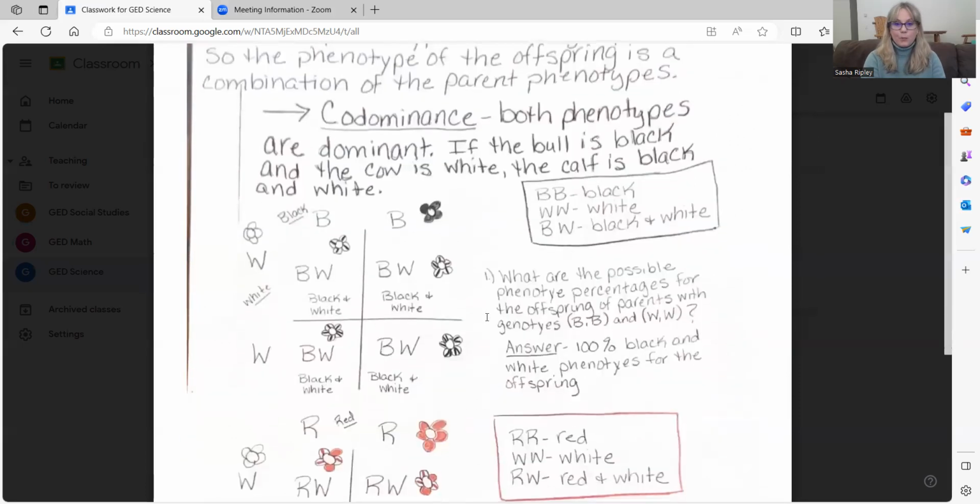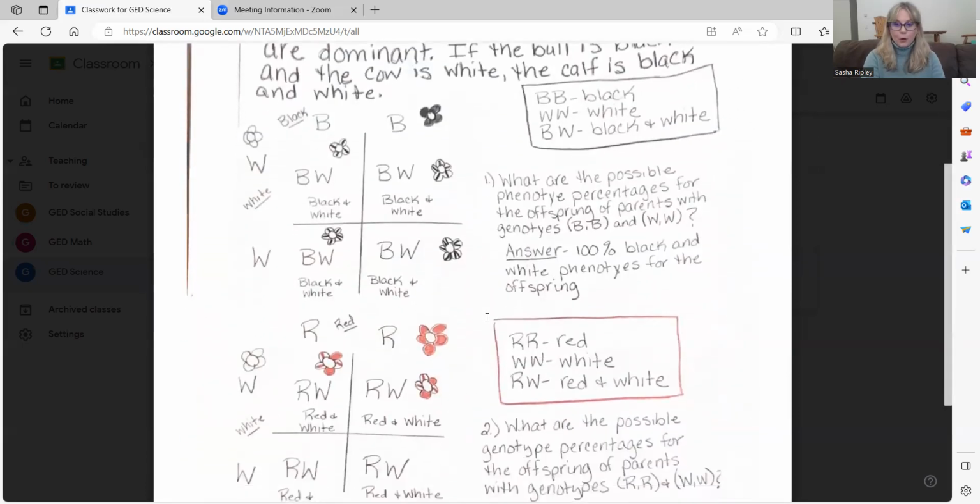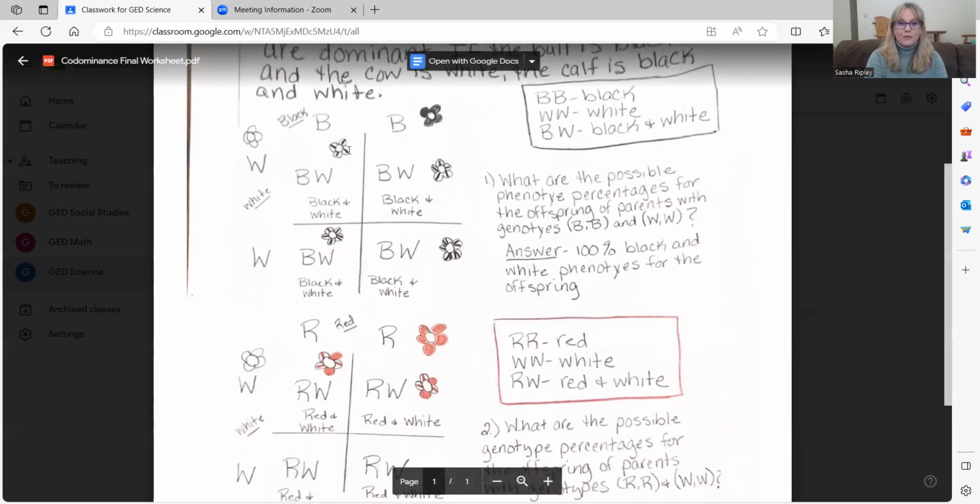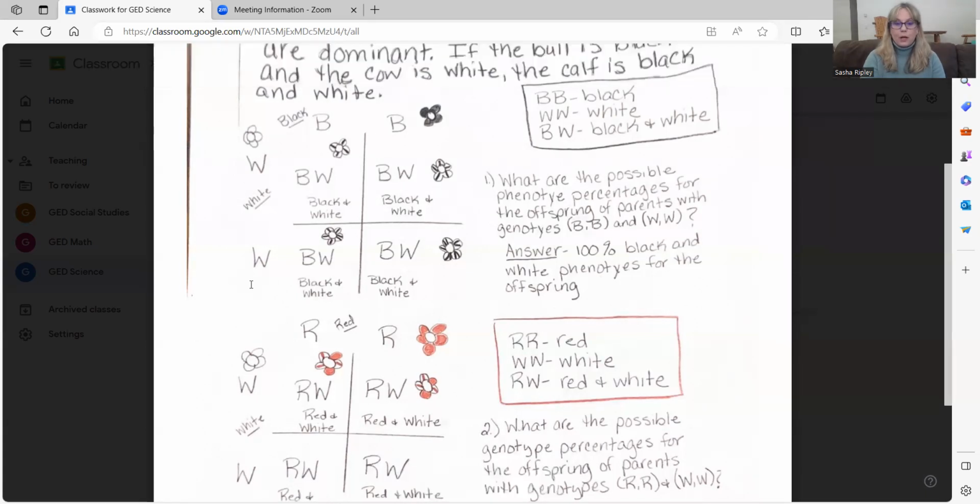All right, so here I have some Punnett squares with some examples of codominance. These are going to be flowers. This is a black flower with a genotype of BB, and this is a white flower with a genotype of WW. So now you are probably going to get a question or two about Punnett squares. Either you're going to have to fill out a Punnett square, or you are going to have to analyze, read, and answer some questions about a Punnett square that they give you on the GED exam.